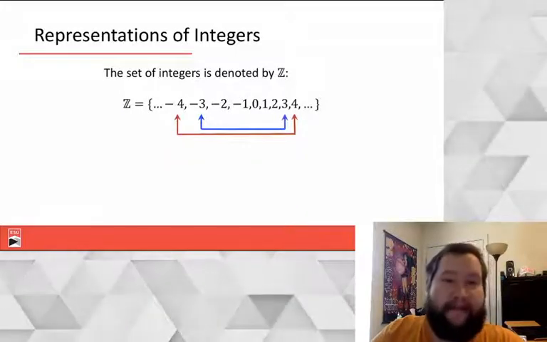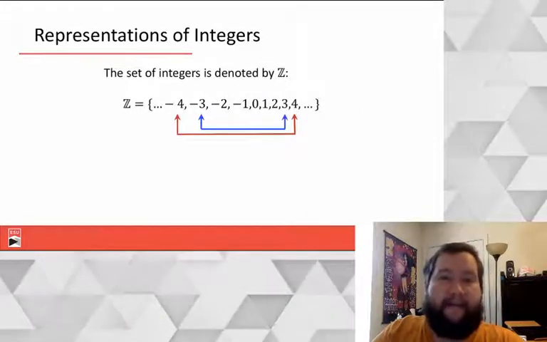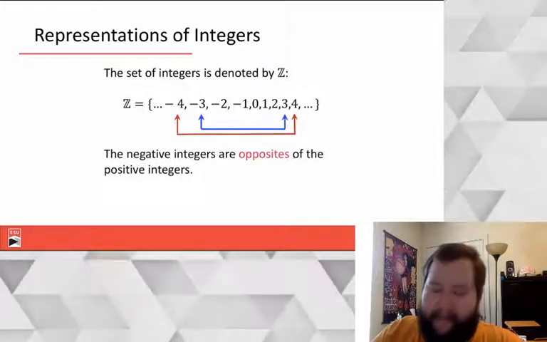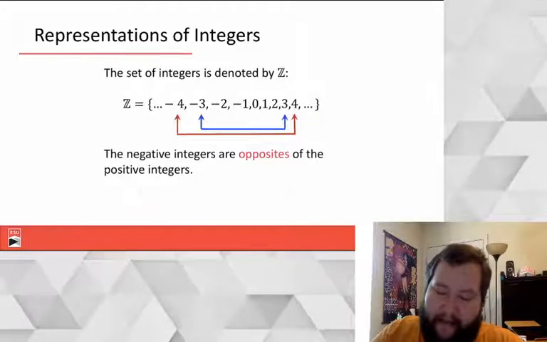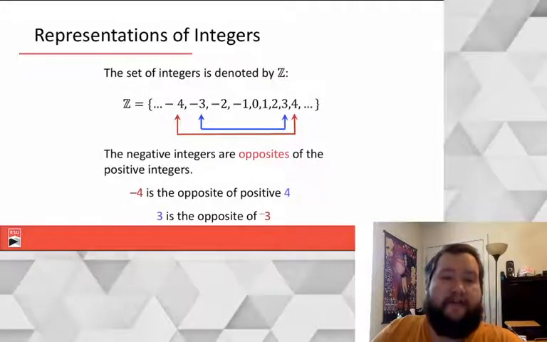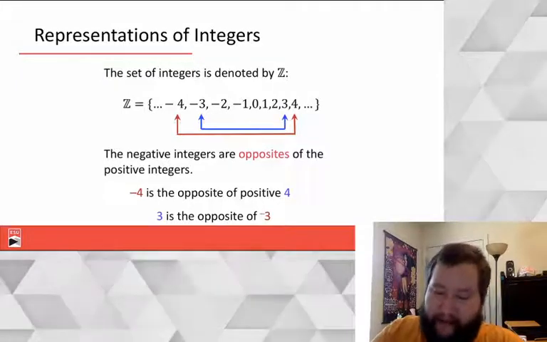And what's so special about these numbers? Well, they get paired up, and the negative integers are the opposites of the positive integers. And what that means, so -4 is the opposite of +4, 3 is the opposite of -3.